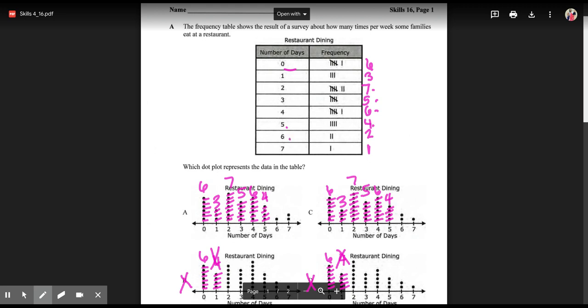All right, 6 times a week should have 2. 1. Ooh. Let's look at C. 1, 2. Okay, so it looks like A is not our answer. Let's go ahead and continue on with C. So 7 times a week should have 1. And this one had 1. So C is our answer. All right, guys, you're going to do the next one on your own.